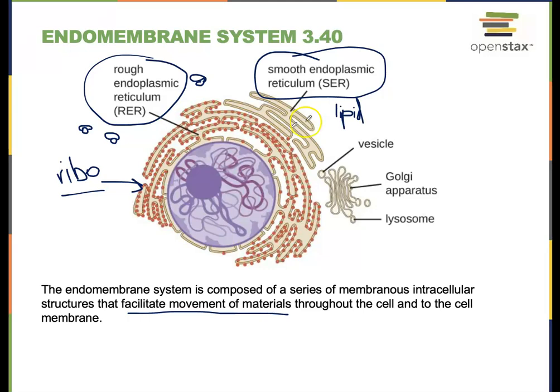And other functions like detoxification, this can take molecules that may be harmful to the cell and change them to a form that's more water soluble, and then you can urinate it out. It can be excreted through the urinary system for us. So that's basically it. Smooth ER is lipid making, so phospholipids for the membrane are made here, and also detoxification.